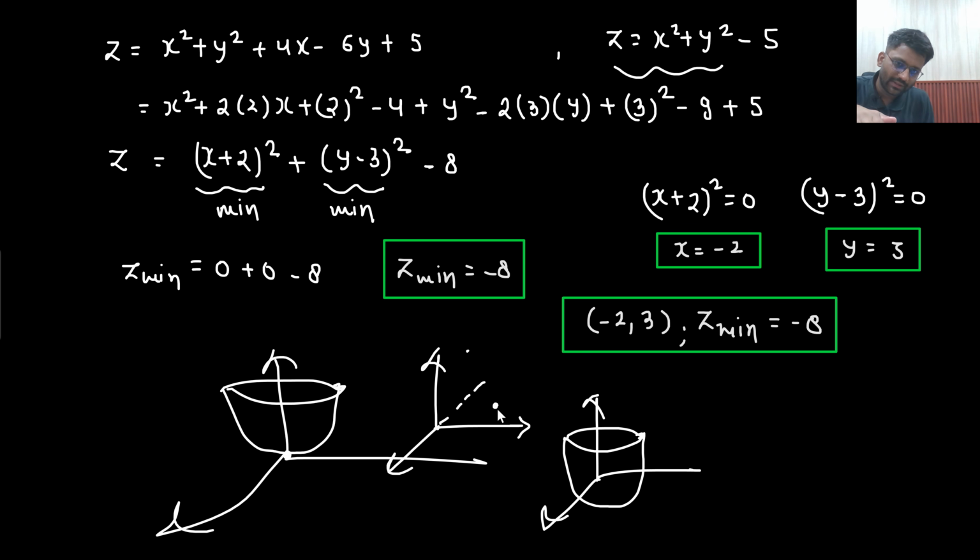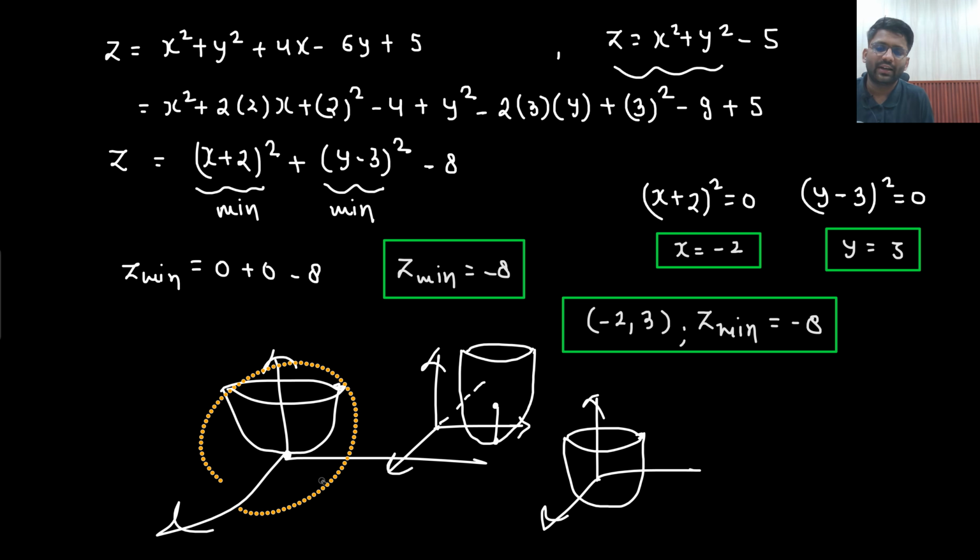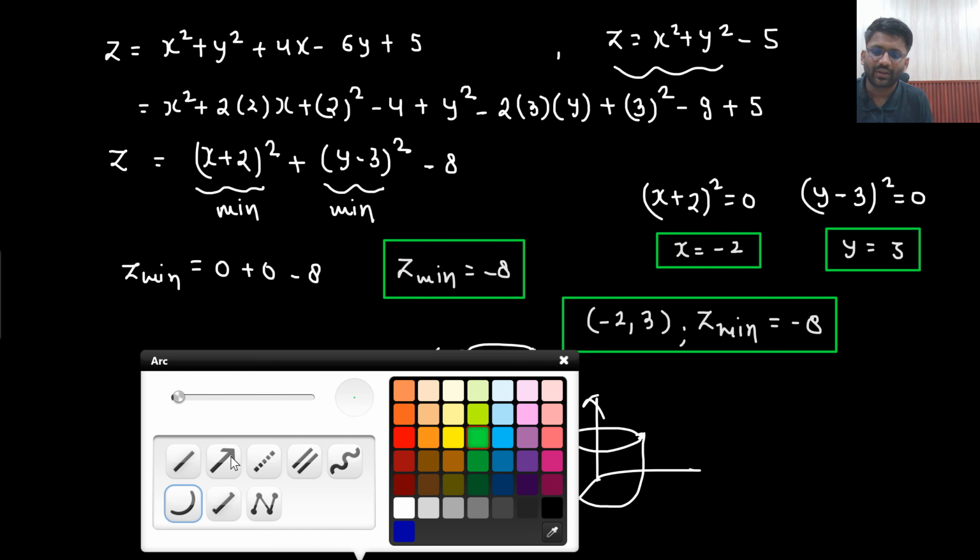The value will be minus 8. So the value will be somewhere here. So this kind of structure you will be getting. So let's try making it, although it will not look that good, but still I will try to make it.